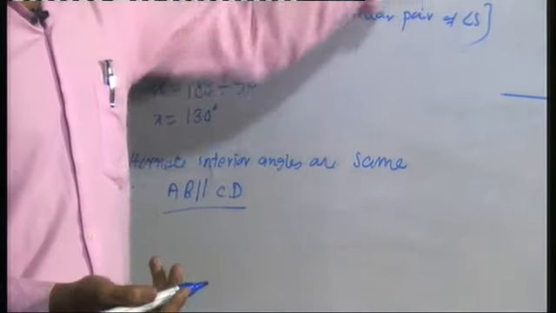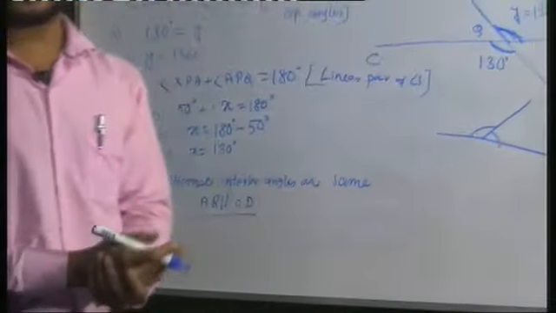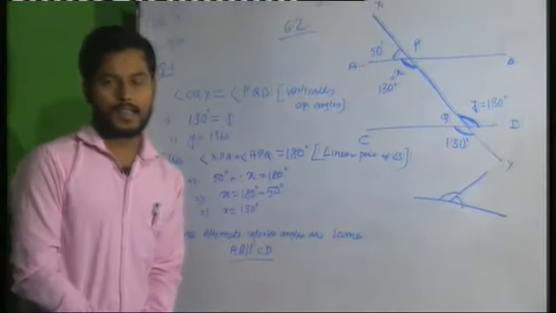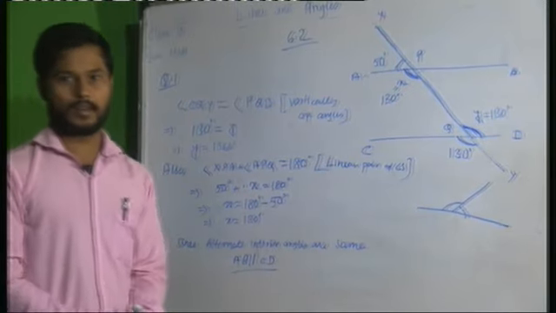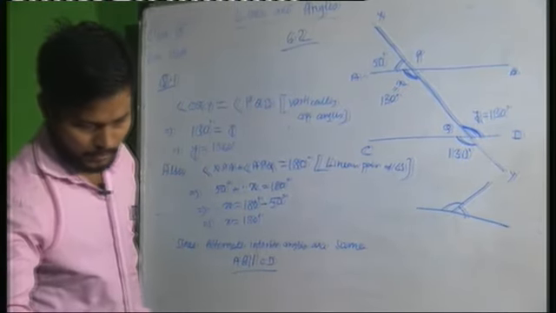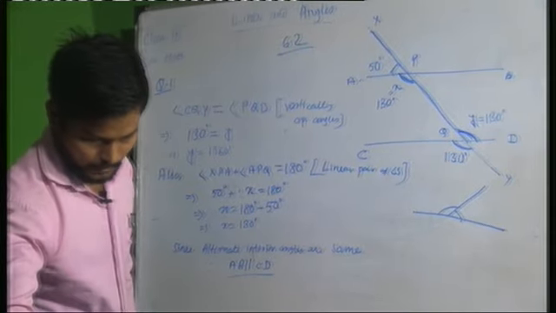We know that if the lines are parallel, then alternate interior angles are the same. Conversely, if alternate interior angles are the same, then the lines are parallel. Okay, so this is the first question. Now let's move to the second question.